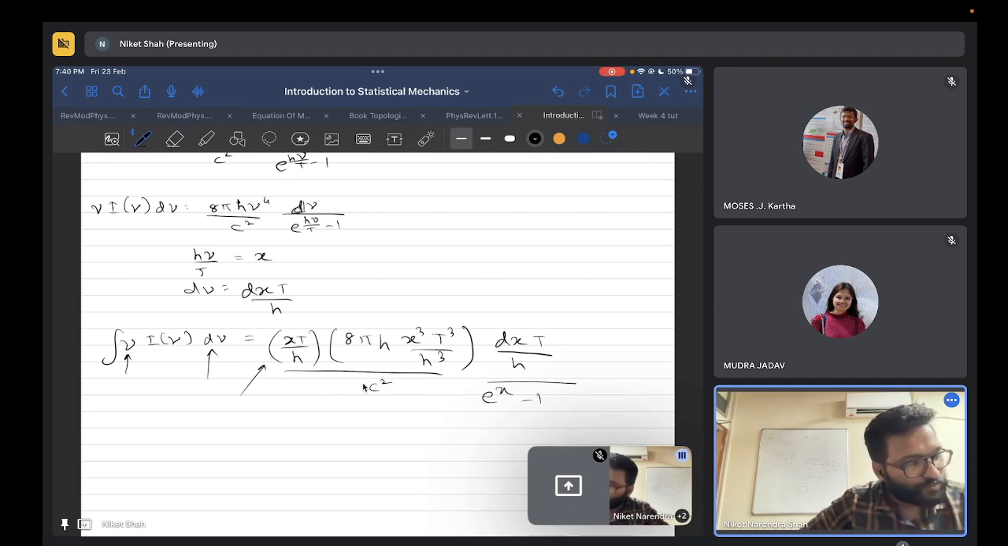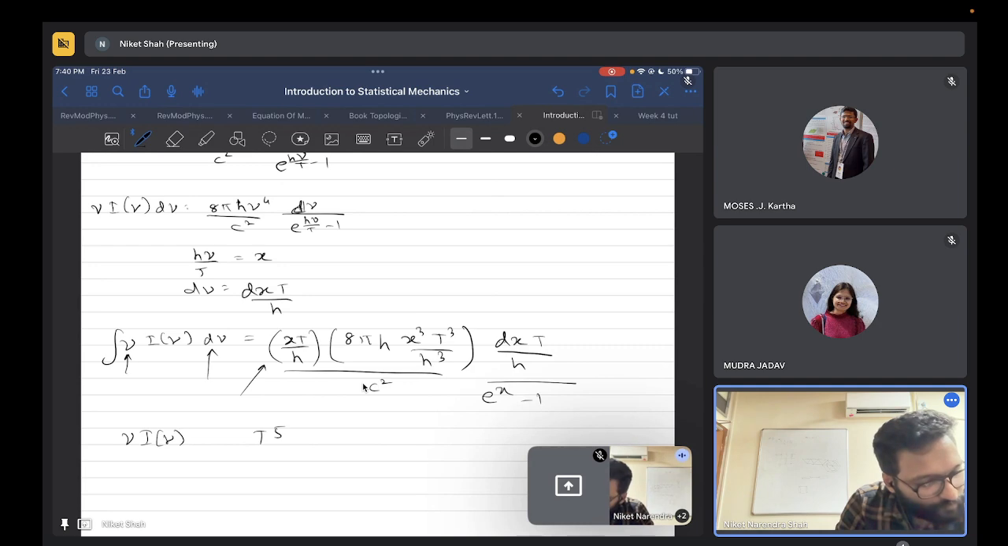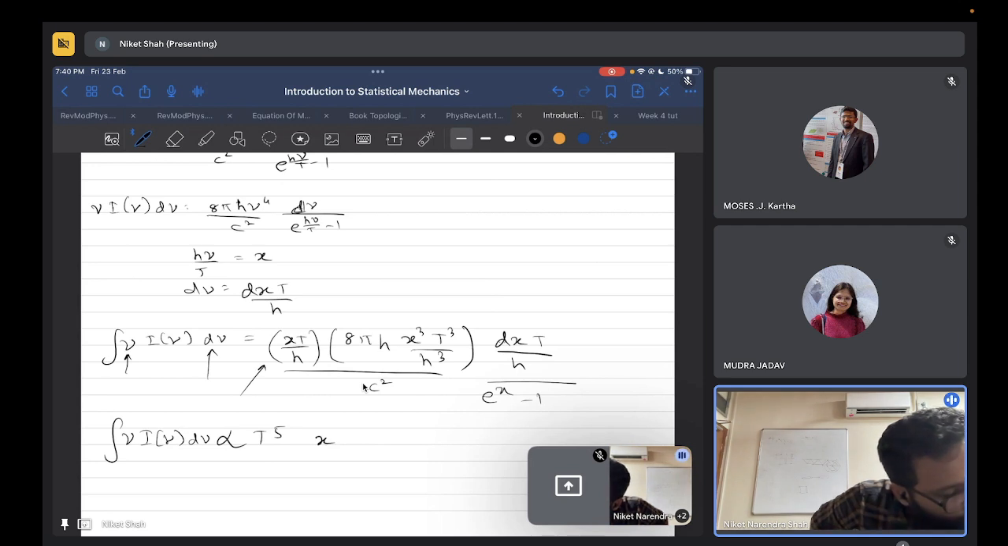Okay, so basically what we get is, barring all the constants, we'll have T raised to the power 5. I'm just keeping whatever is important outside. This integral nu I nu d nu is directly proportional to T raised to the power of 5. There is a bunch of constants which you don't care about. And what is the power of x here? This is x raised to power 4 dx divided by e raised to power of x minus 1.